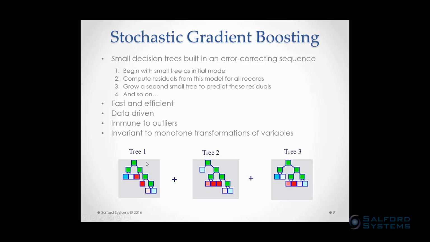So this is a very small decision tree, and what stochastic gradient boosting does is it combines many of these trees together in an error-correcting sequence. So tree 2 will try and predict the residuals from tree 1. You're essentially just trying to correct the mistakes you made in the previous model. And once you add them all together, you have an extremely accurate model. Here I'm only showing 3 trees, but we usually build a minimum of 200. It's extremely fast and efficient. It's completely data-driven, which means we're not operating on any distributional assumptions. We're just looking at the data and trying to find the patterns.